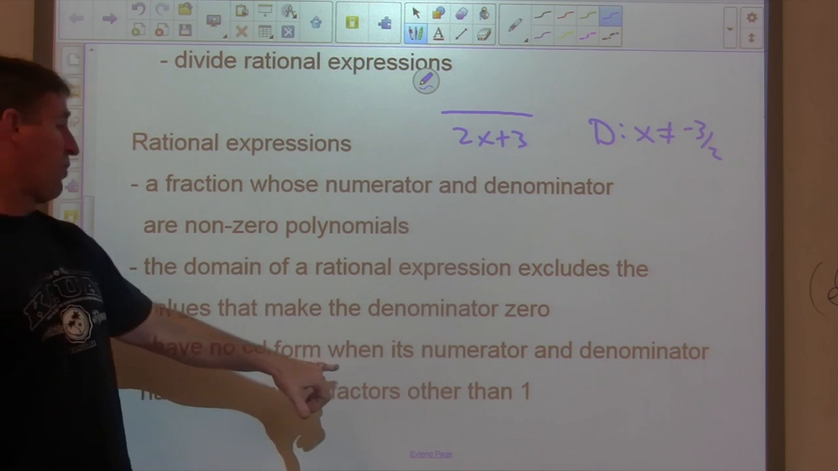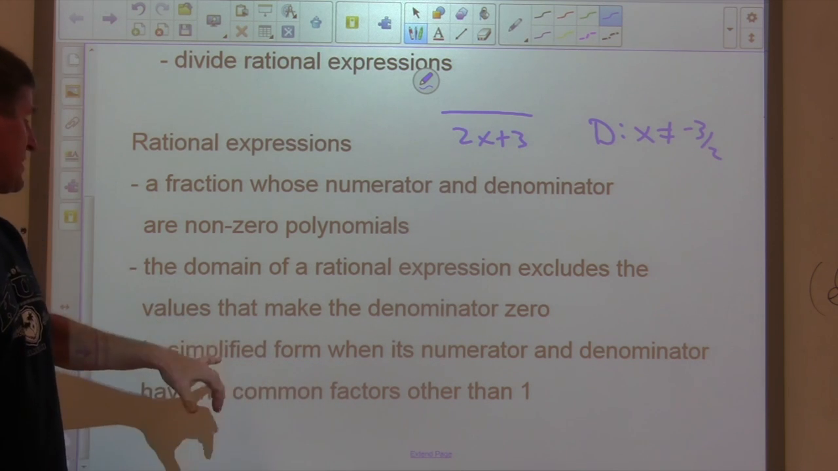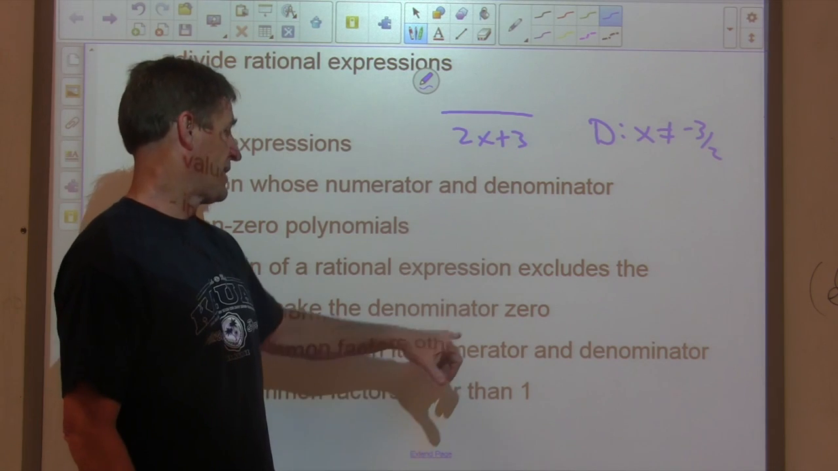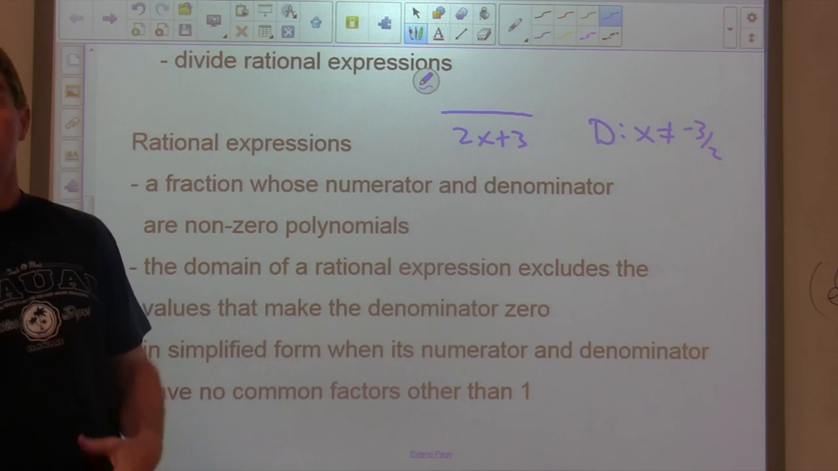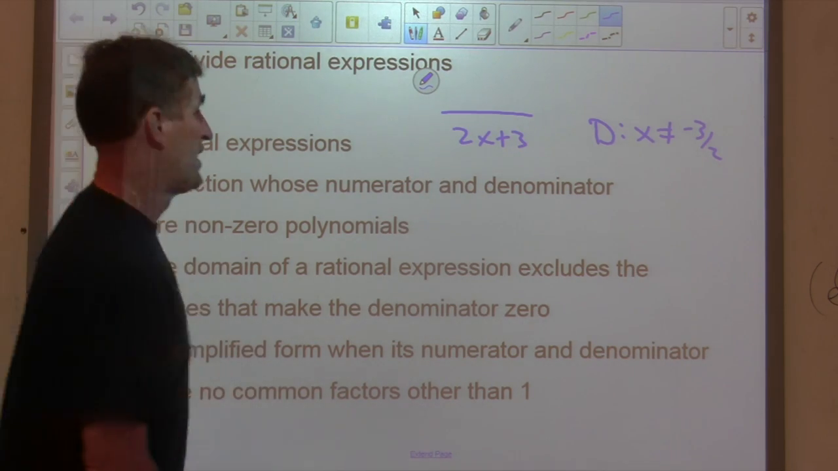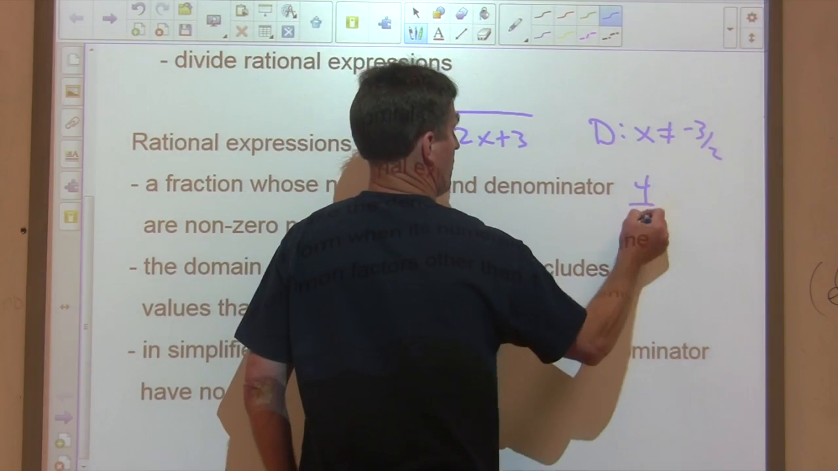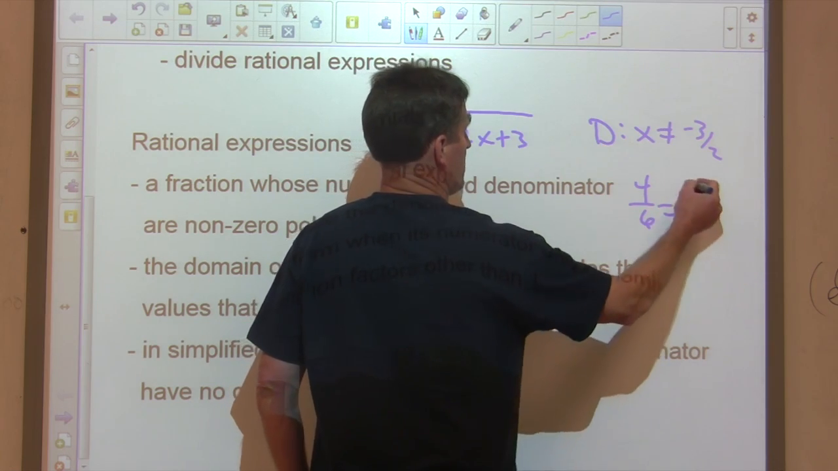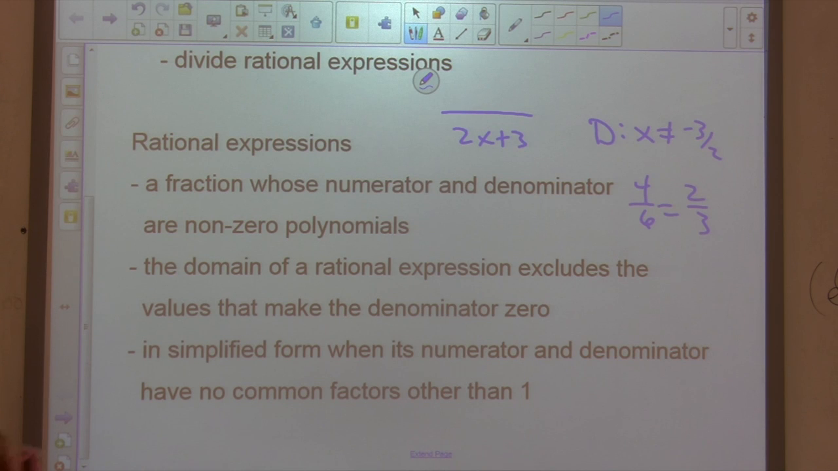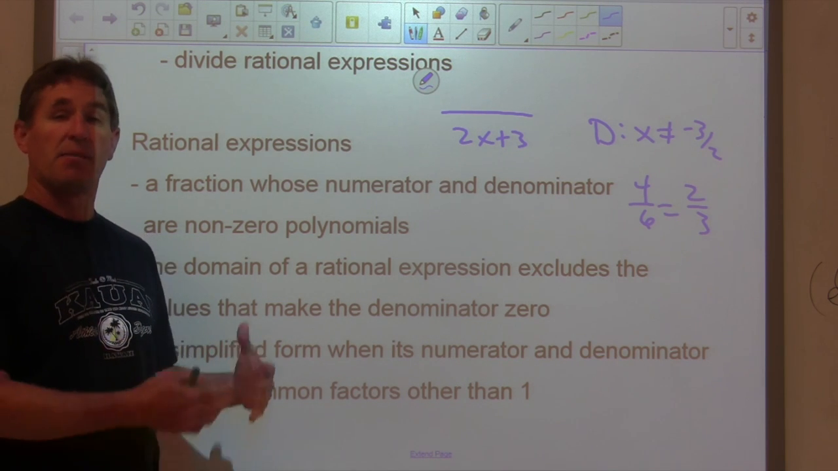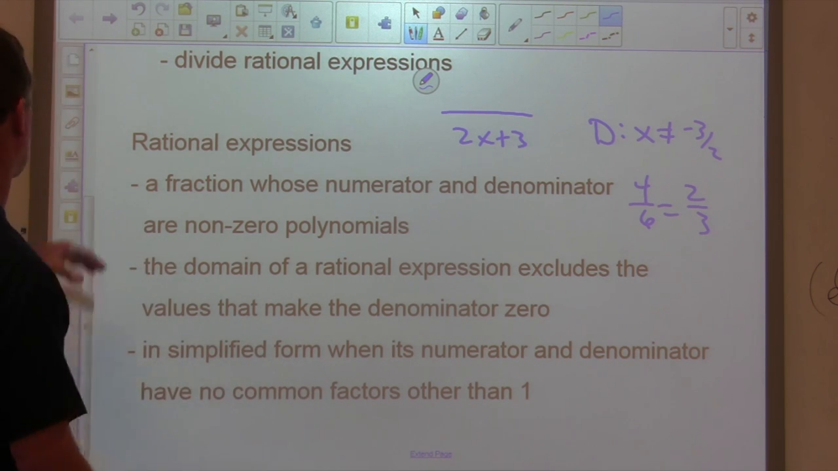In simplified form, it's in simplified form when its numerator and denominator have no common factors other than 1. So in other words, we're going to reduce them. Just like you have 4/6, we're going to reduce that to 2/3, except we're going to be doing it with polynomials. So nothing changes except how it looks with our normal rules for fractions.